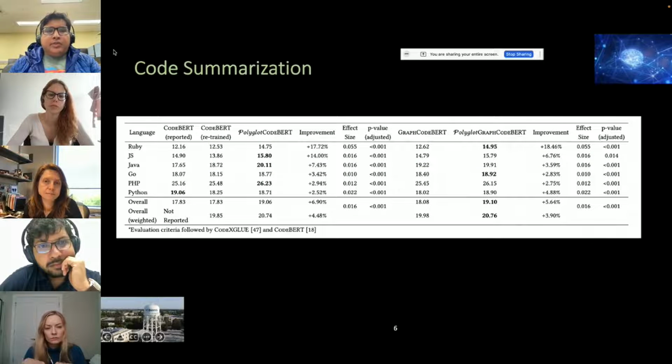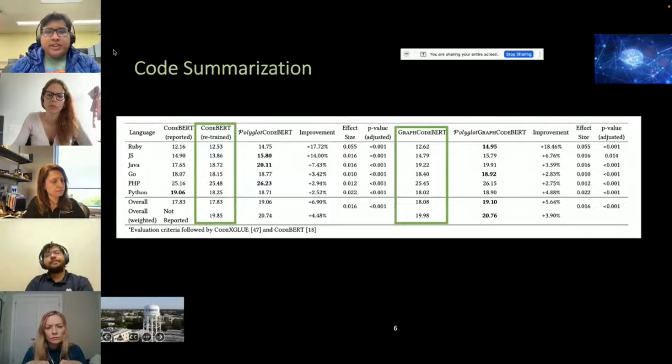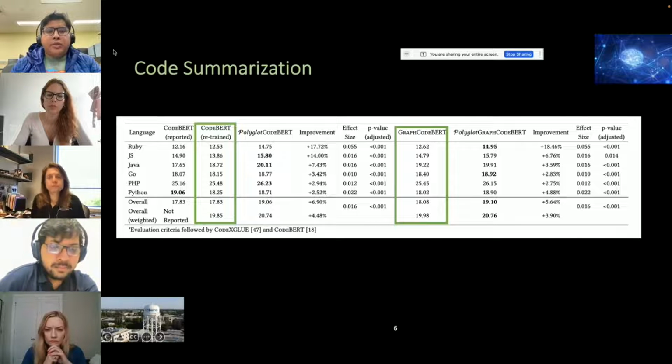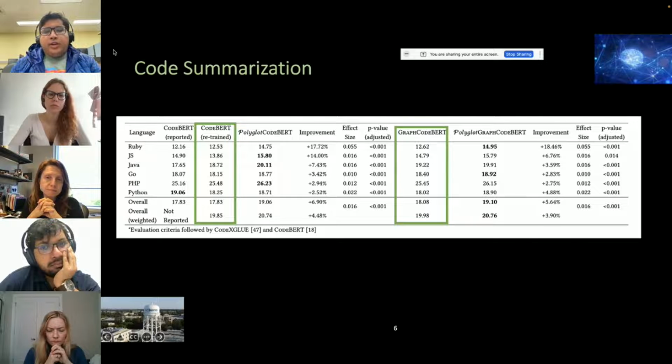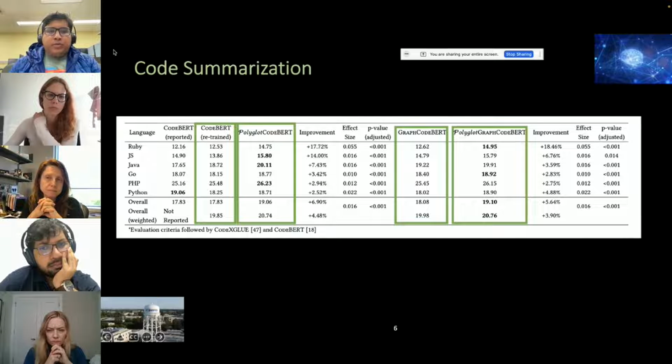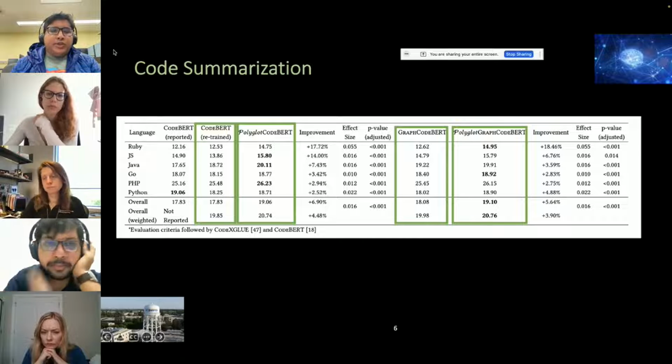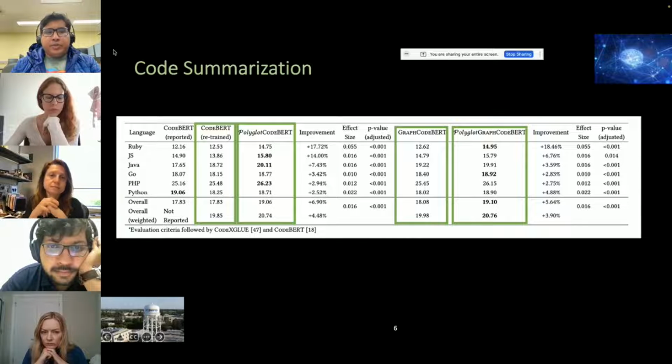So this is the result we achieved from multilingual training in the code summarization task. These two columns represent the performance of the monolingually trained models. We achieved 17.83 on CodeBERT, which is exactly the same as the original paper. And we got 18.08 BLEU-4 for the GraphCodeBERT model. The polyglot CodeBERT model achieved 19.06, which is 6.90% more than the previous CodeBERT paper.